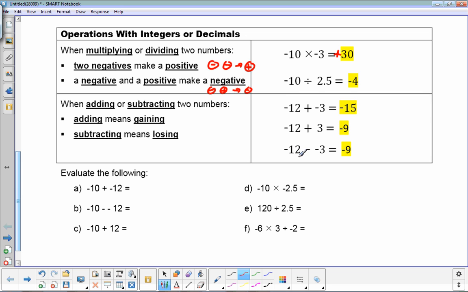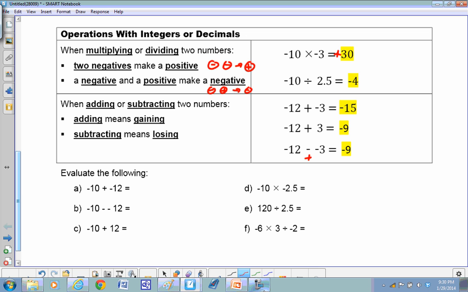Here, I've got negative 12. I'm taking away 3 negatives. In other words, it's like adding 3. So it'll be negative 12 plus 3 gives you negative 9. So what I'd like you to do is try out the following and then check your answers after you pause for a few minutes.